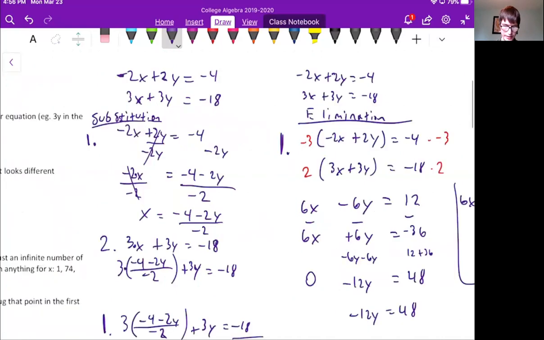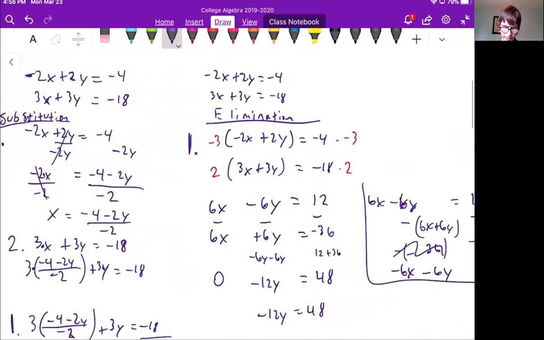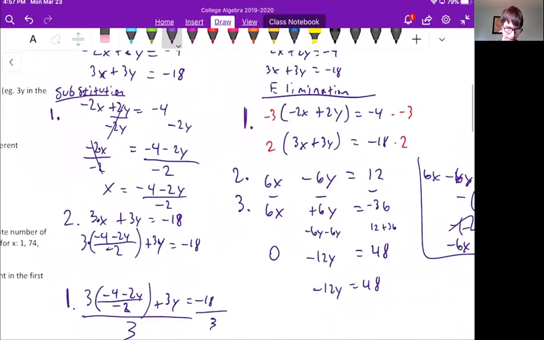So let's see. We did step 2. We learned the equations and subtracted the equation from the top. So step 2 was already finished, and step 3 is that subtraction. And so now we've got 0 minus 12y equals 48. Now we're just moving on to the next step. This step over here is in sync with this step. And you might be interested to notice that we're going to get the same answer for this.